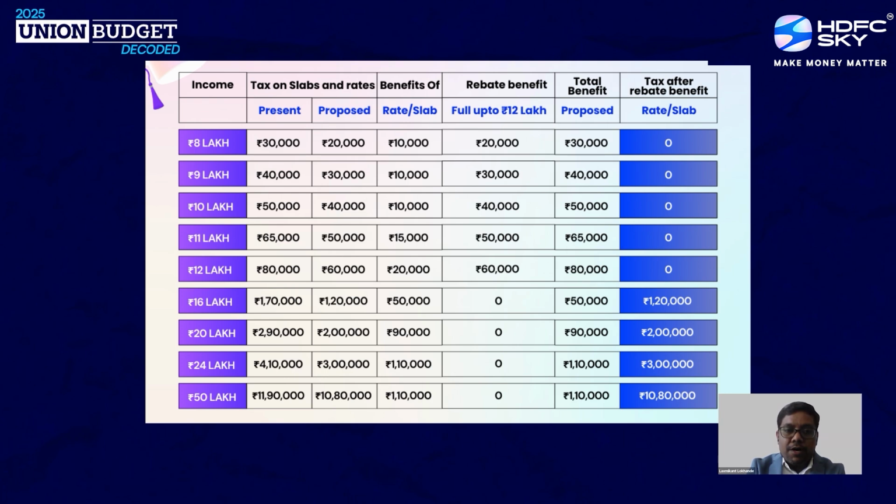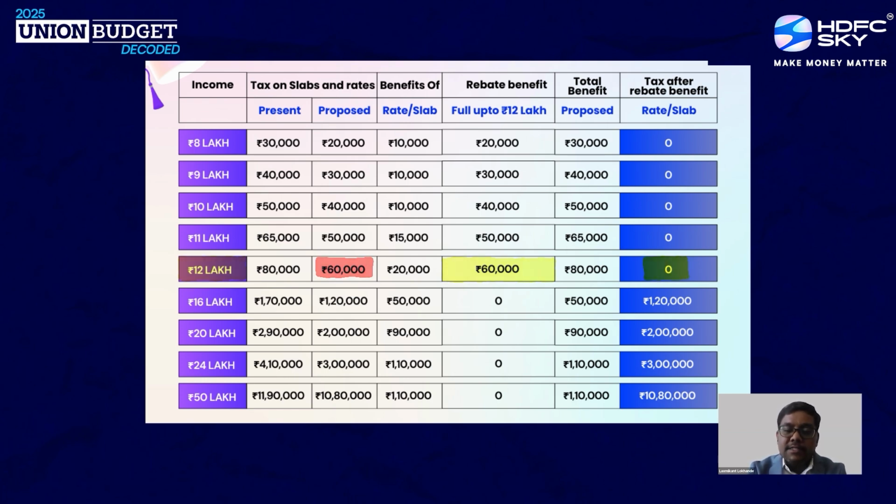Now let's take the example of 10 lakh income, wherein as per the new tax regime and the proposed tax structure, the individual will be paying 40,000 in taxes. However, there is a rebate benefit available of 40,000. So this 40,000 gets subtracted from the actual tax liability, and the tax after rebate becomes zero. Similarly, for a 12 lakh income, the actual tax comes to 60,000, but there is an equivalent rebate of 60,000 rupees. So the tax after rebate benefit is zero.